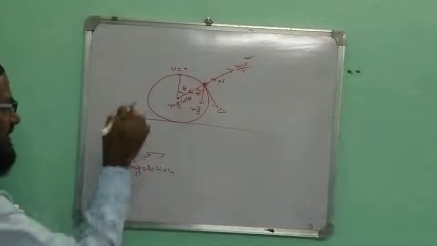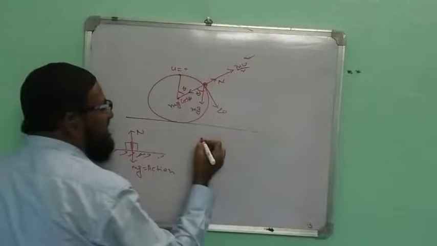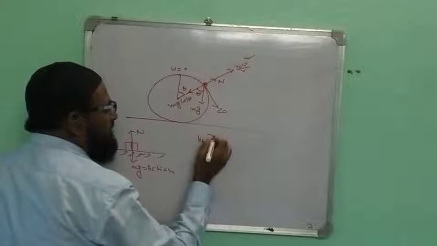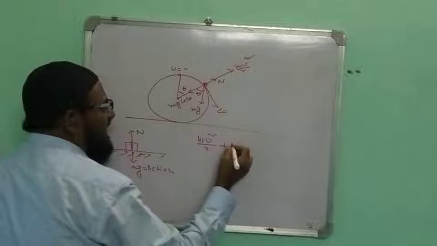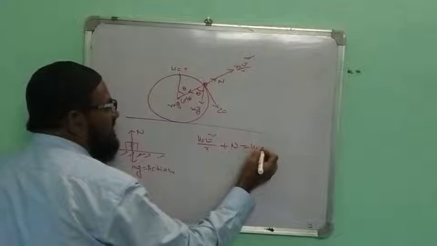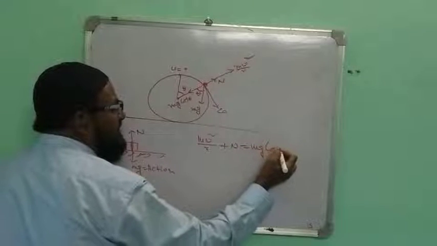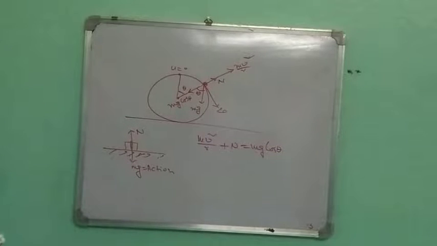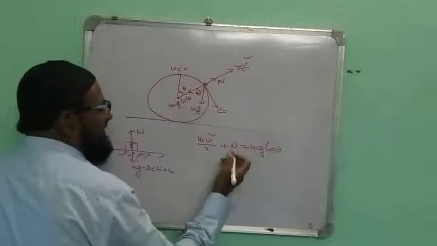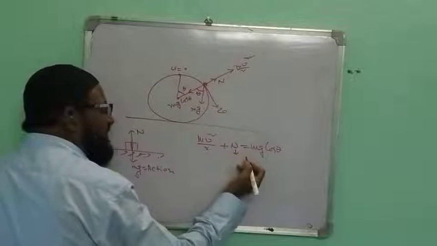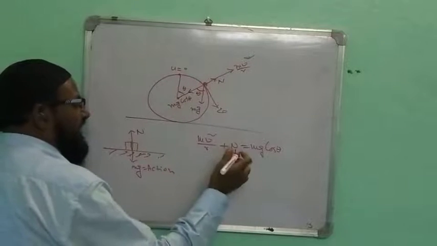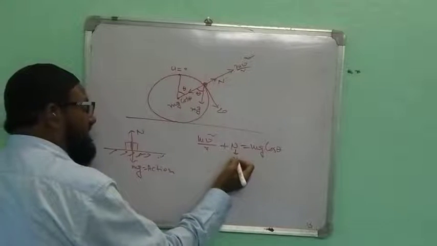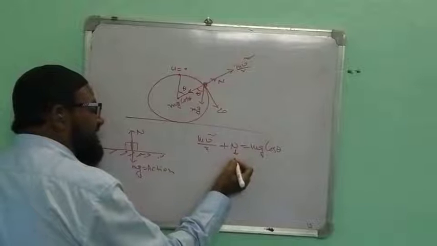So what is the relation? mv squared by r plus N equals mg cos theta. Here N is the normal reaction. As long as N is present, there is no detachment. When N is 0, that is the condition for detachment.